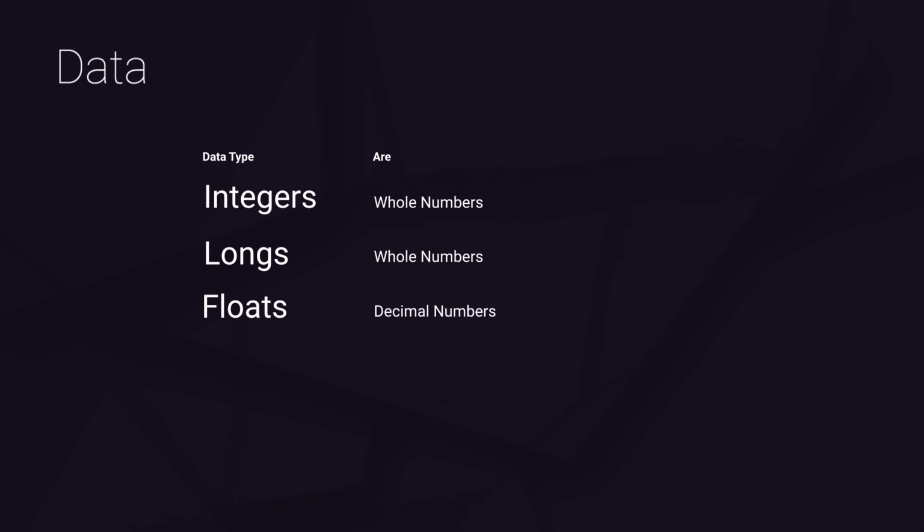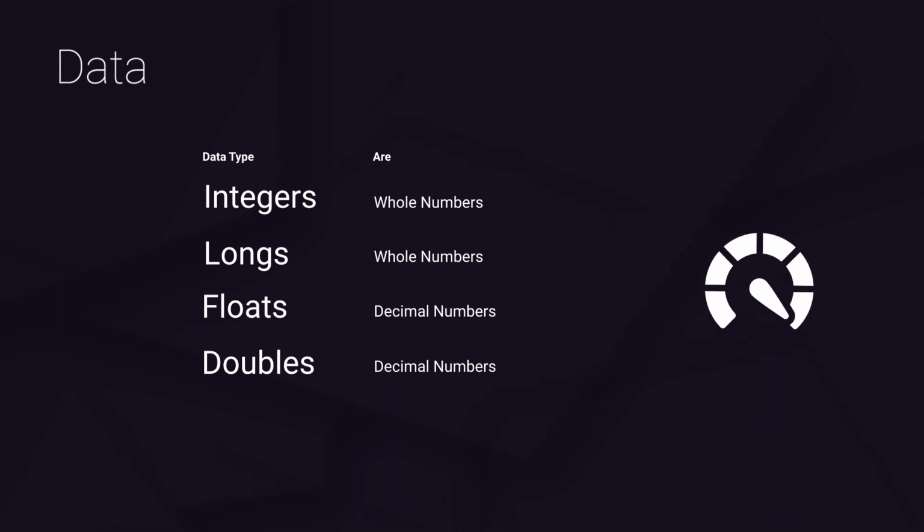Integers, or ints as referred to in the C# language, will be our whole numbers. Longs in C# will also be whole numbers. Floats will be decimal numbers, and doubles will also be decimal numbers. So, of course, the question comes up, why do we have two different types of data for both whole and decimal numbers? The answer comes down to precision and performance.